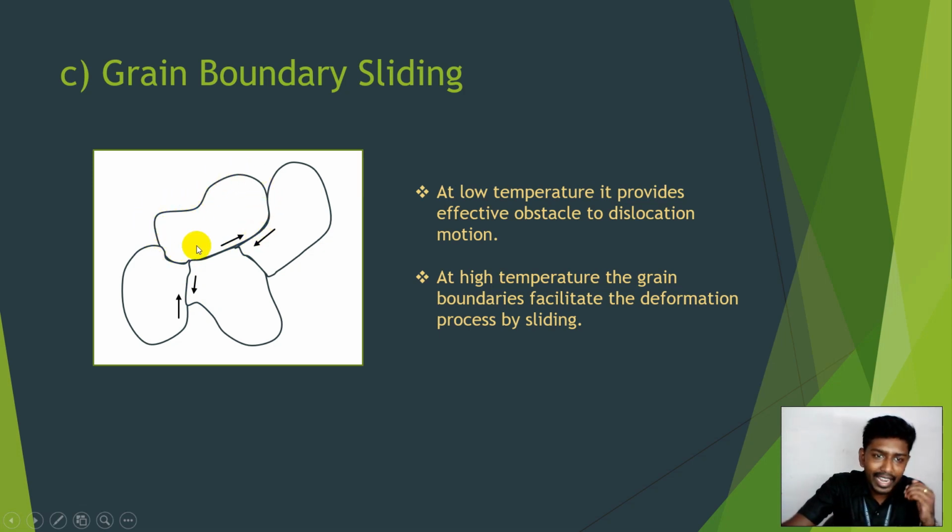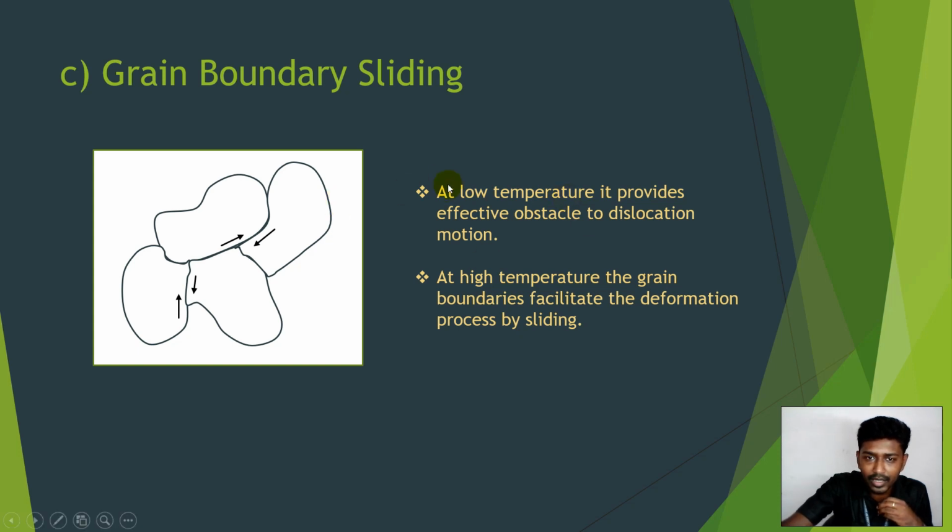If the metal is exposed to very high temperature, the grain boundaries will be much weaker when compared to the grains. Because of this, the grains will slide with respect to one another, and this will cause creep in the material, right?